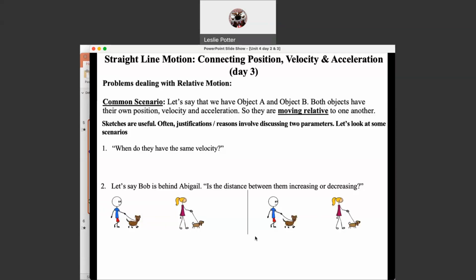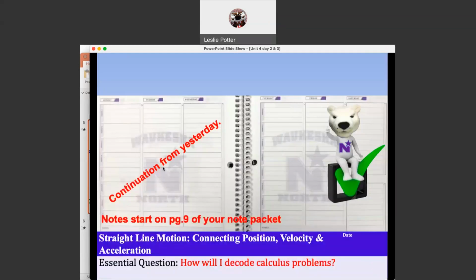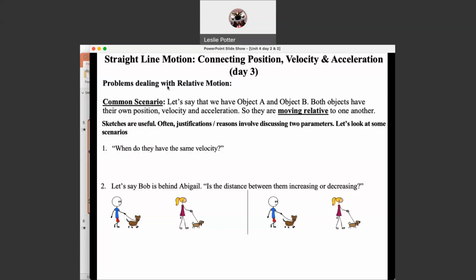Okay, so in today's focus, we're really focusing in these notes on relative motion. It's a really common scenario. Let's say we've got two objects, in this case, two people, and both objects have their own position, velocity, and acceleration. So they're moving relative to one another.